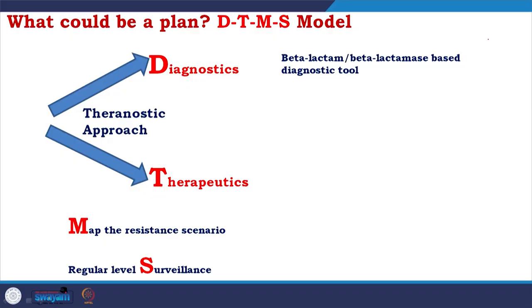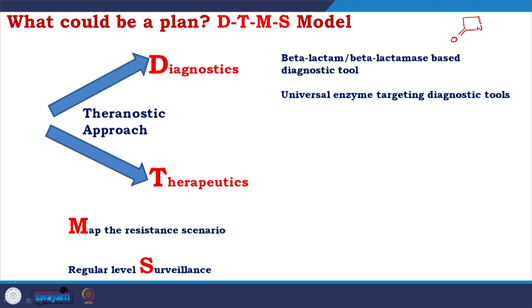This is considered an upcoming model to fight against those deadly pathogens. This story is about beta lactam. So, in diagnostics, beta lactamase based diagnostic tools have to be developed. And beta lactam is good because if you look at the structure of the beta lactam, you see that it is a very unique 4-membered ring.